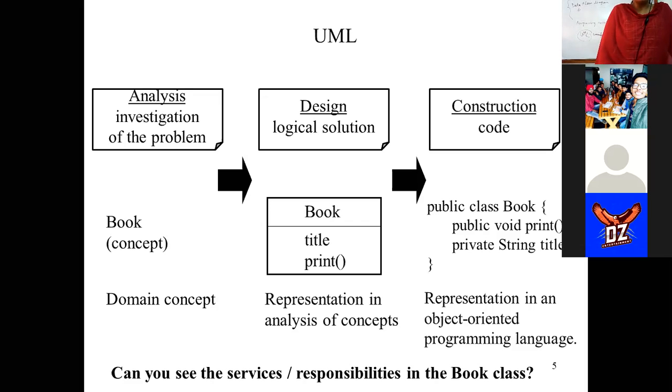But moving from analysis to design, as you can see on the slides here, we move from book, which is simply a concept, to a book object, or a class, that has two parameters, title and print. Title is an attribute and print is a method. And you can see on the third slide below, in the construction code, that we have created a class called book with two members, public void print and private string title.